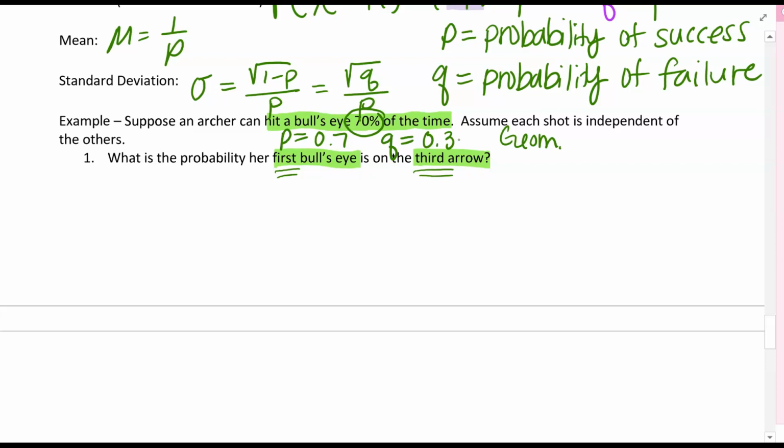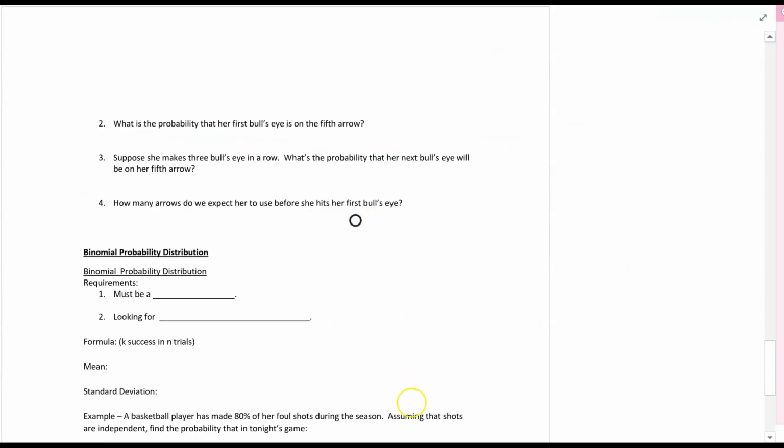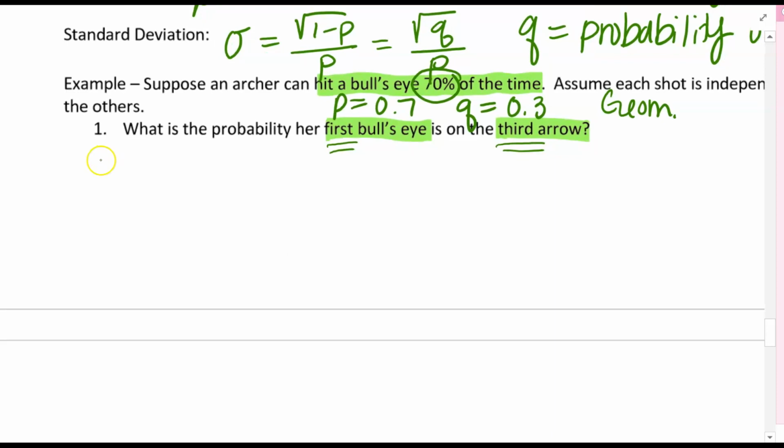Okay, so this particular person, we're asked to find what's the probability she's going to make it the first time on the third arrow. So the first and the second shot, she's going to miss, and then she'll make it on the third. Okay? So this is going to be the probability of a miss. Then she's going to miss. Then she's going to hit the bullseye. Okay? So miss, miss, hit.